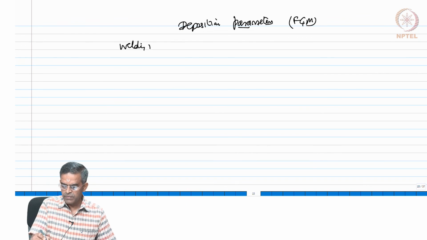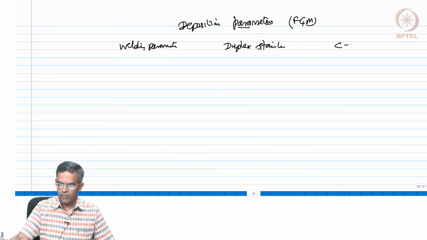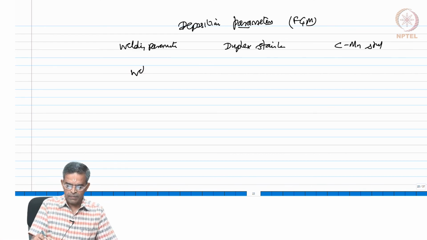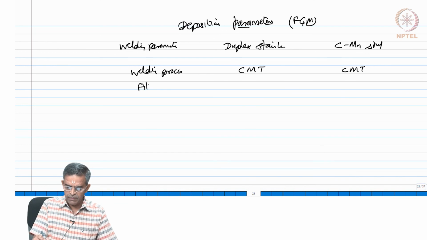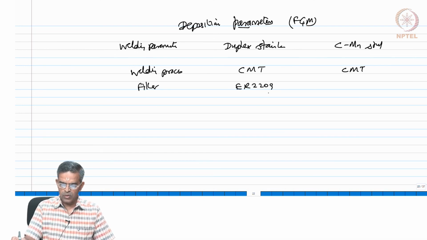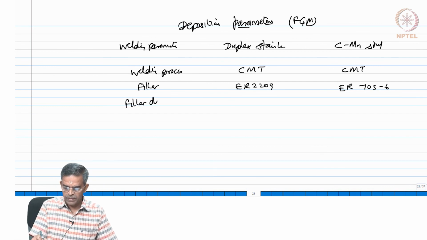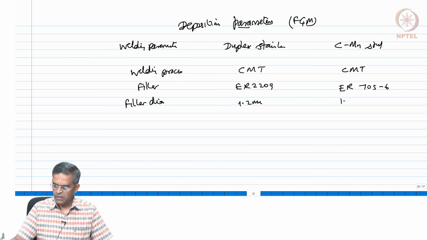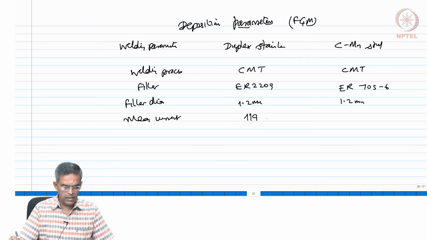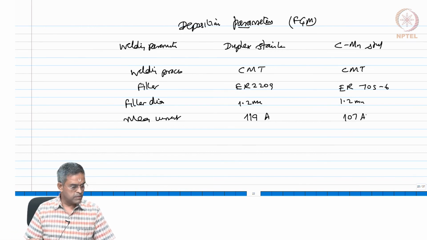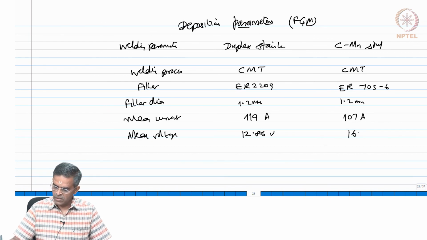These are the welding parameters for duplex stainless steel and for carbon manganese steel. The welding process being used is CMT in both cases. The filler material being used is ER2209, and in this case it is ER70S6. The filler diameter used for fabrication is 1.2 millimeter in both cases. The mean current used for depositing is 119 amperes, whereas in this case 107 amperes, and the mean voltage developed during the deposition process is 12.86 volts, whereas in this case 16 volts.